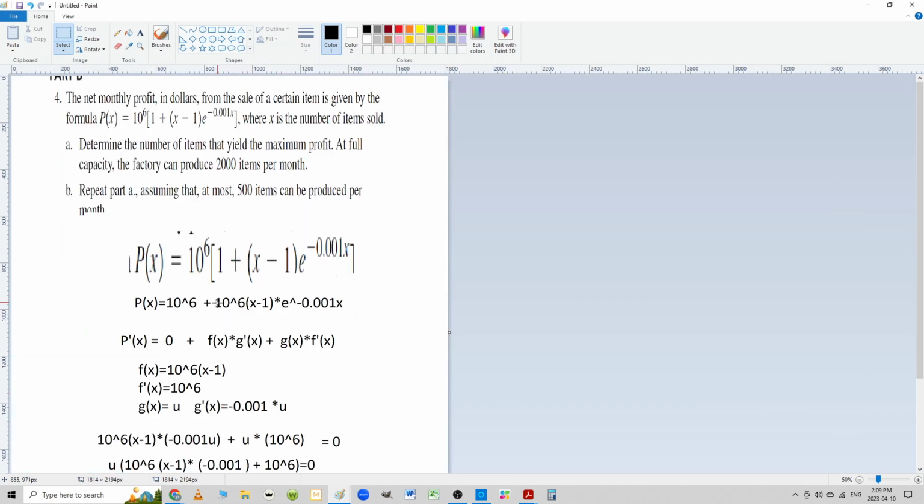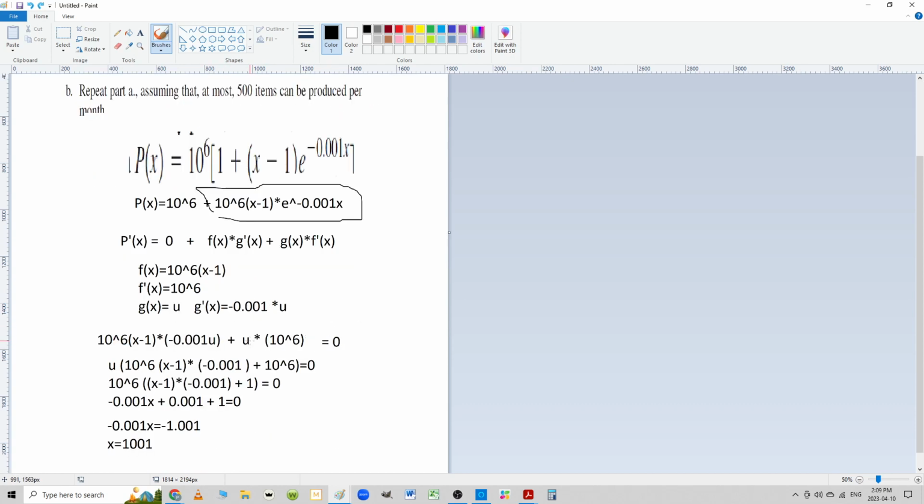Yeah, here we go. So in this one, if I expand this 10 to the 6, I get 10 to the 6 plus 10 to the 6 times this. This is the one I'm going to leave alone right there. And so I'm going to treat it like this. 0, and I've got to take the derivative of this, because the derivative of that is just 0. And that's the product rule.